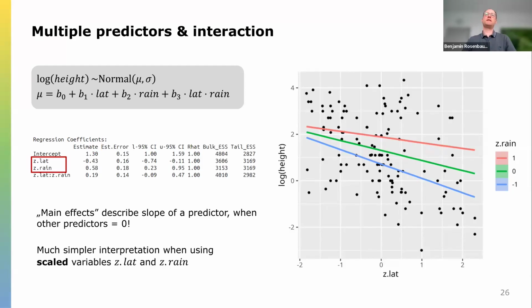If you do not mean center your predictors, this main effect sometimes is completely meaningless, because it just means, okay, what is the slope in variable 1 when the second variable is at 0? And the 0 can be very far away from the data, so this main effect can be very meaningless. So using at least mean-centered predictors can make your models easier to interpret.